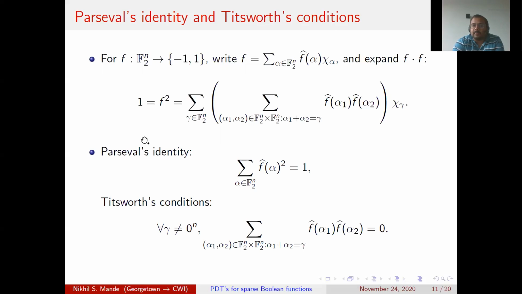And comparing the constant terms on these two sides, you get the summation of f hat at alpha square equal to 1. And comparing the non-constant terms, we get this identity. This is what we're going to refer to as Titsworth's conditions, and these are going to be important for the remaining few minutes of the talk. So what does this mean? Suppose there was an alpha 1, alpha 2 which are not equal in the support of f, so f hat alpha 1 times f hat alpha 2 is non-zero. But this condition says there must be another pair beta 1, beta 2 such that f hat at beta 1 times f hat at beta 2 is non-zero, and beta 1 plus beta 2 equals alpha 1 plus alpha 2, because this sum has to be equal to 0 for all non-zero gamma.